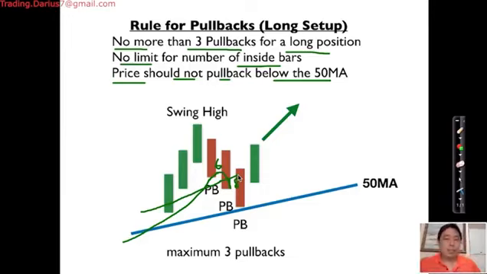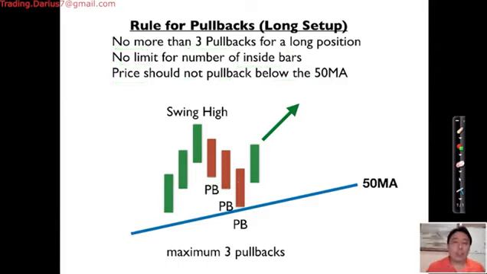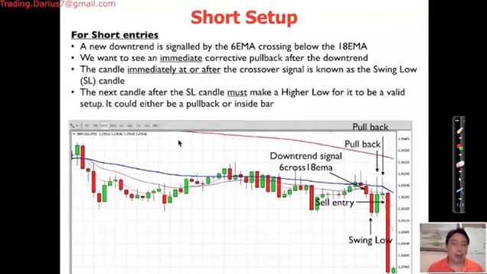So again, when is it not valid? It is not valid if the 6 EMA crosses back below the 18 EMA. It is not valid if it pulls back below the 50. So the 50 cannot be breached, okay? And it's invalid if you've got more than 3 pullbacks. If you've got more than 3 pullbacks, that's it, okay? No more than that, right? Good. So now let's move on to the short setup.